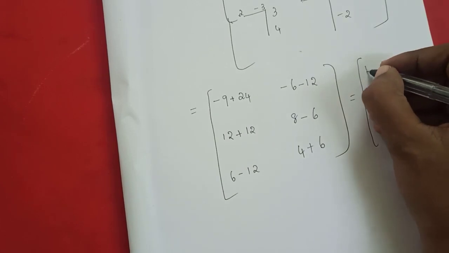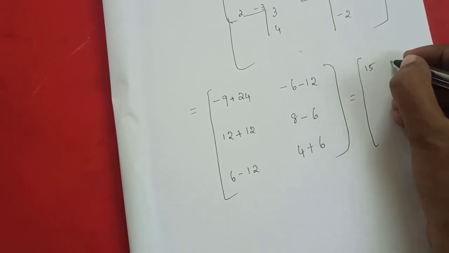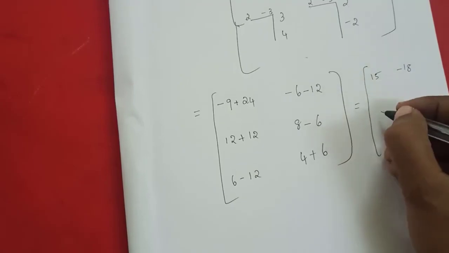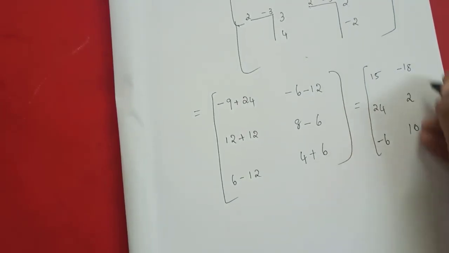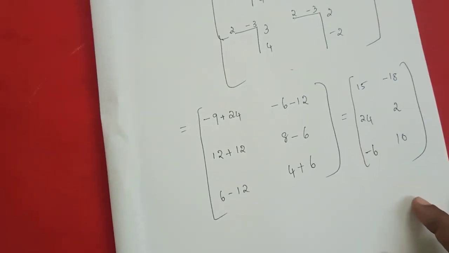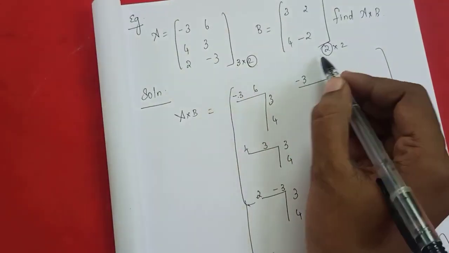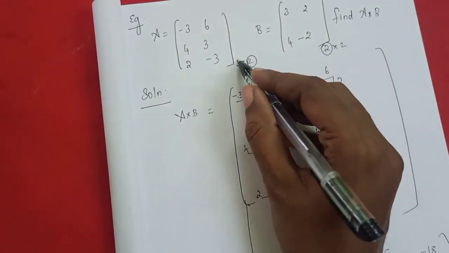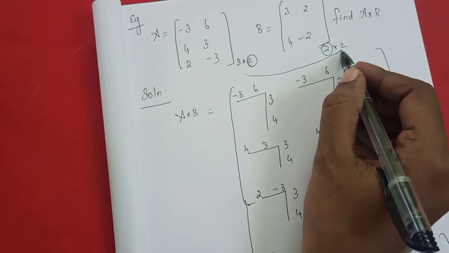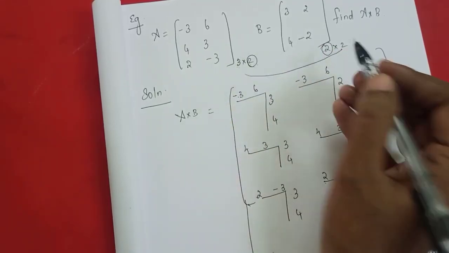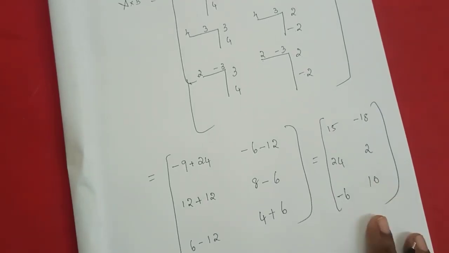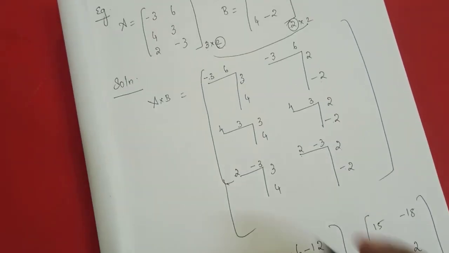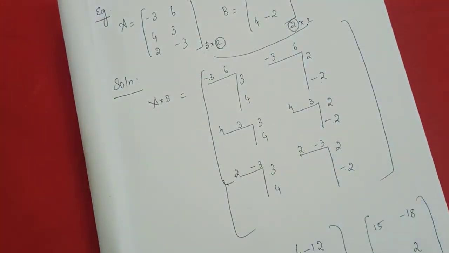Minus 9 plus 24 means 15. Then this one is minus 18. Then 24. Then 2, minus 6. Got it? So keep it in mind. We can check the order: 3 into 2, here 2 into 2. These two are the same, so what's the balance? 3 into 2. Whatever answer you get must be in 3 rows, 2 columns. Check it, 3 rows, 2 columns. Yes, correct, so our order is correct.